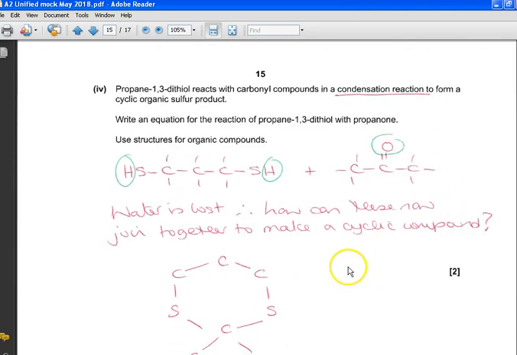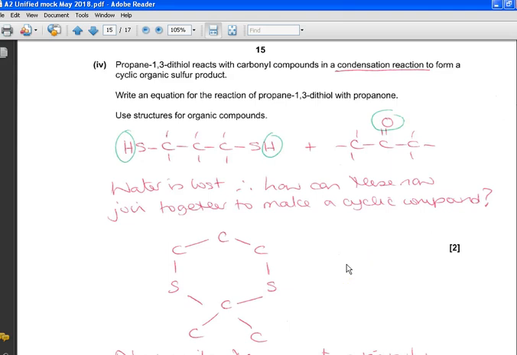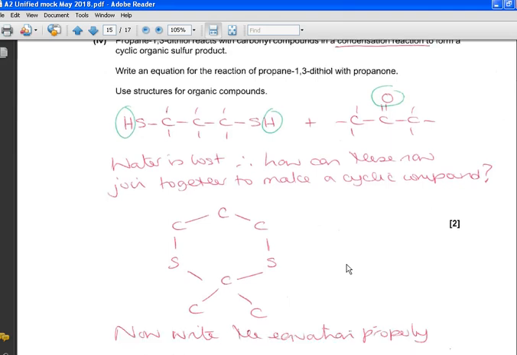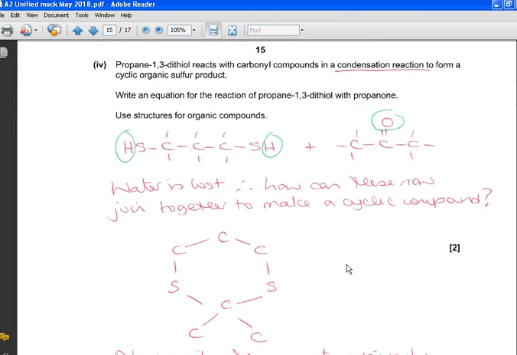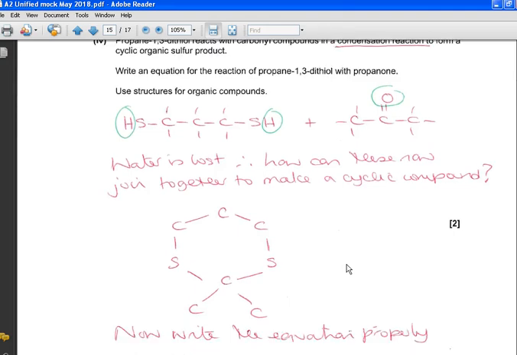Okay, propane-1,3-dithiol reacts with carbonyl compounds in a condensation reaction to form a cyclic organic sulfur product. Now, I agree this is maybe a little daunting to think about how this comes together, but actually it's pretty straightforward. I just scribbled this out to work my way through it. So I've got the two structures here, the dithiol and the ketone.